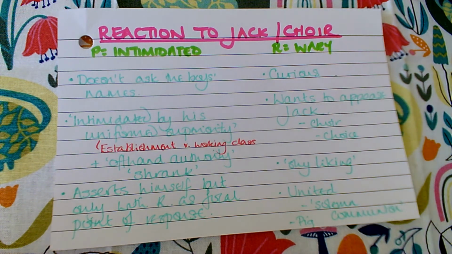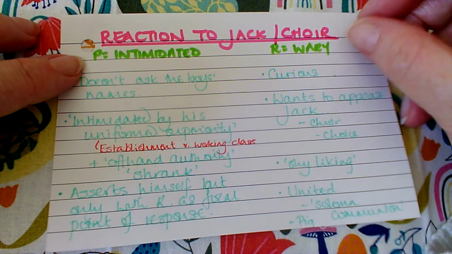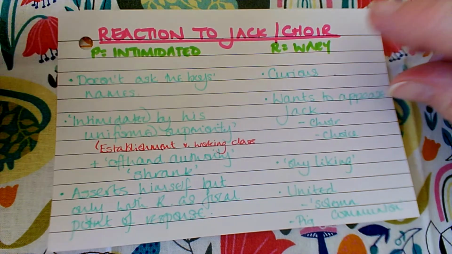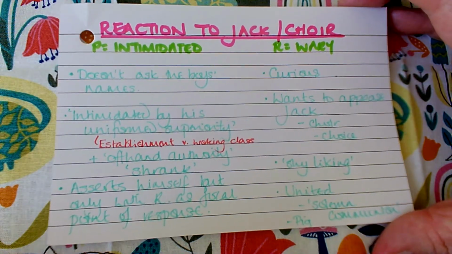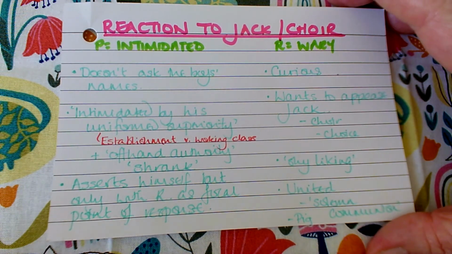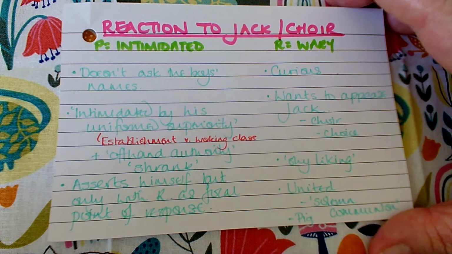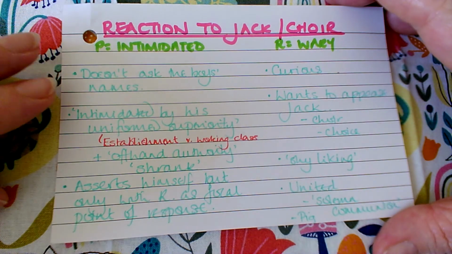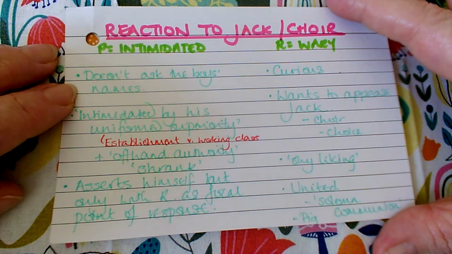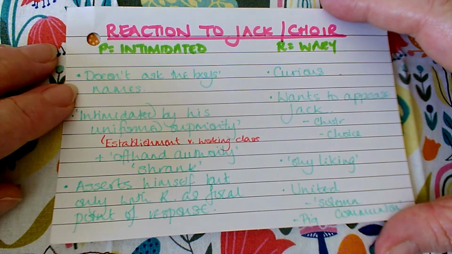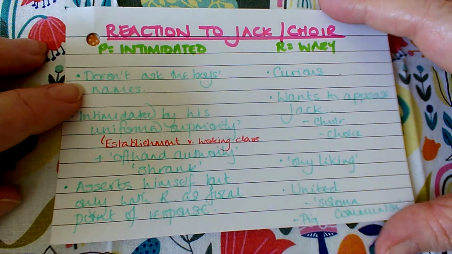So what about the way that Piggy and Ralph react to the appearance of Jack and the choir? Well, in general, Piggy is intimidated and Ralph is wary, but there's a bit more to it than that, as there always is. Now, Golding has gone to great lengths to make us understand how responsible Piggy was in learning the boys' names, and really making a big effort to learn the names of the little uns before the choir comes along. But when the choir comes along, the first hint that Piggy is intimidated by them is that he doesn't ask their names.